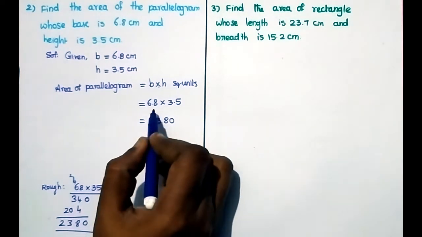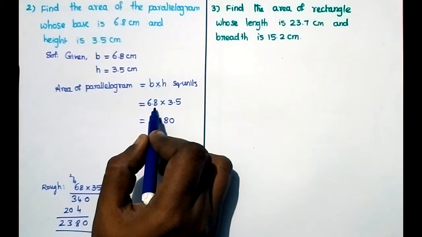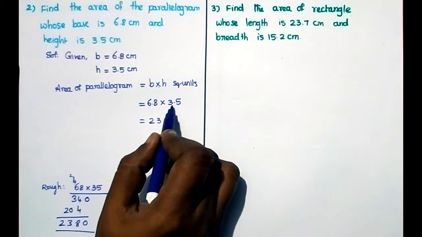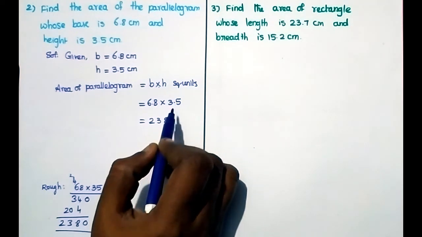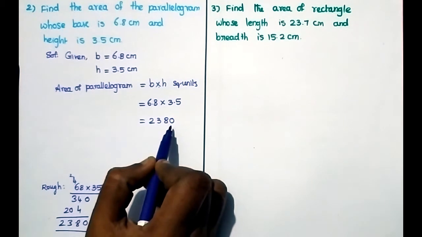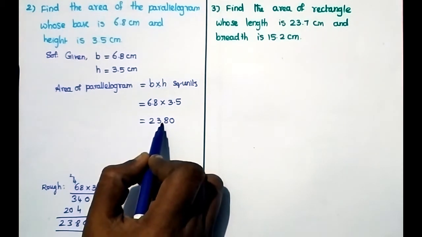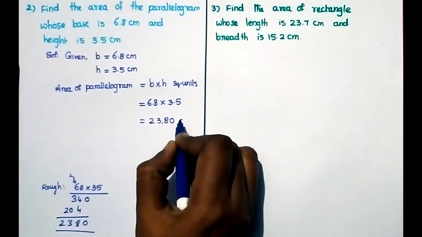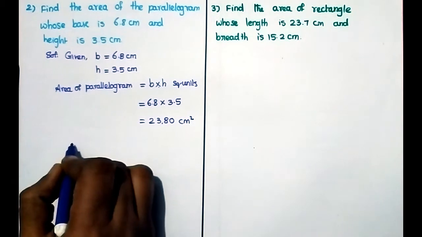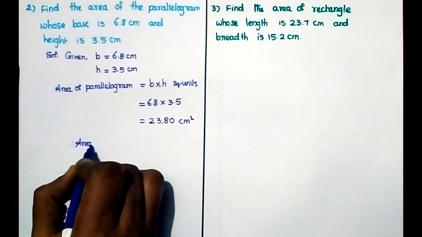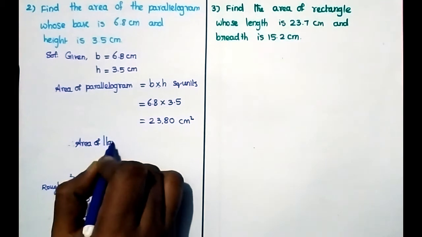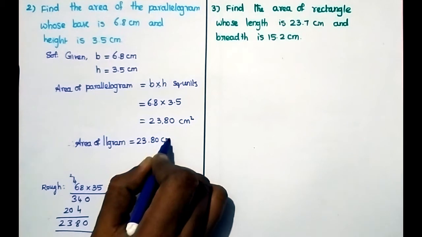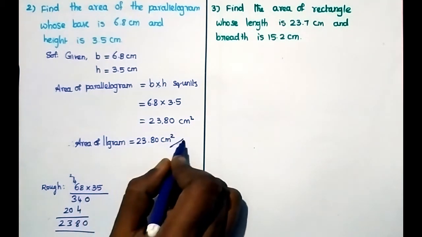2380. Listen here, before one digit we have to keep the point, and here before one digit the given point. So totally before 2 digits we have to keep the point, means we get 23.80 centimeter square. Therefore area of parallelogram is equal to 23.80 centimeter square. That is the answer.